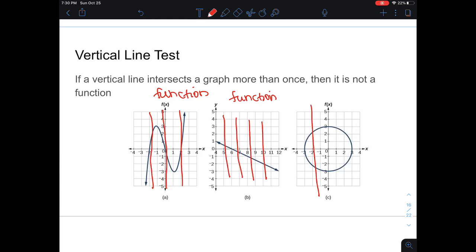All right, and now we're in our circle on our graph, right? We're drawing our vertical lines, and there are more than one intersections between the graph itself and the vertical line test. That makes it not a function because our x value has more than one y value.